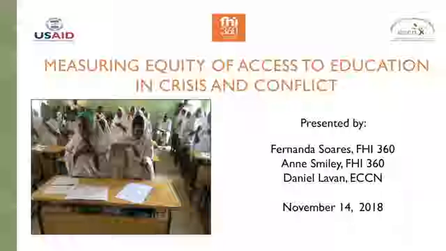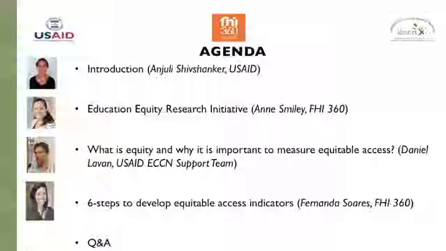Before I hand it over to Annie, I want to take us through the agenda and then do a little bit of housekeeping. Annie Smiley will tell us a little bit about the research initiative overall. Daniel Levon is then going to take us through what equity is and why it is important to measure equitable access. And then Fernanda Suarez is going to go through the 6 steps with us. From there, we'll have a Q&A session.